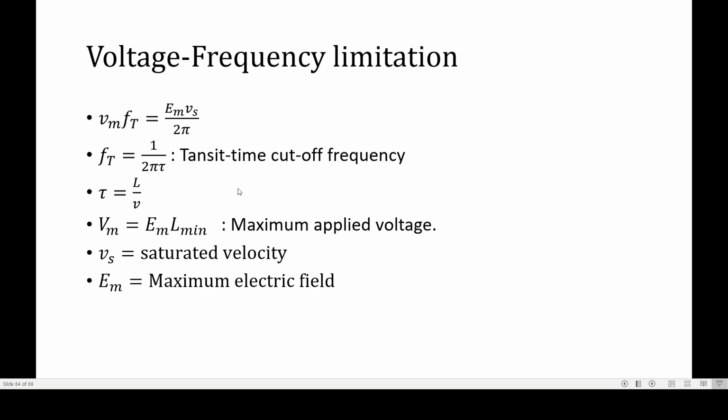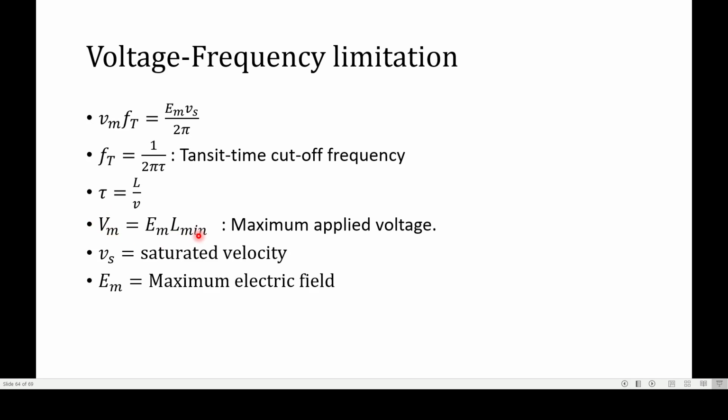and Vs is the saturation velocity. Here Ft is 1 by 2 pi tau, the transit time cutoff frequency. Tau is the transit time, tau is equal to L by V, where L is the device length and V is the velocity of operation. So it may be the saturation velocity. Again, this Vm can be expressed as Em into L minimum.